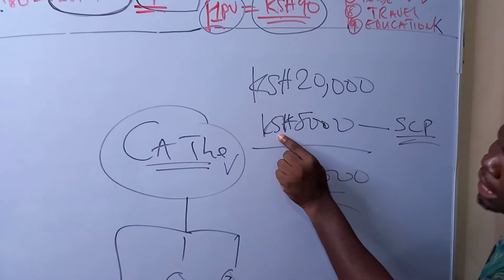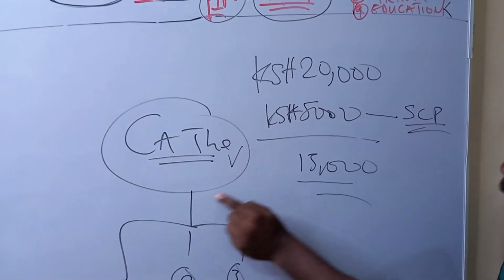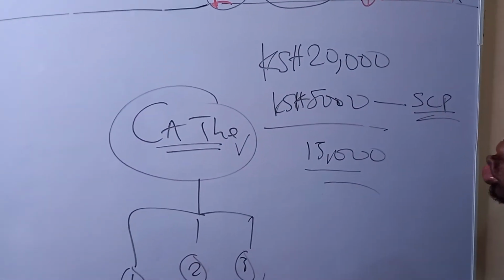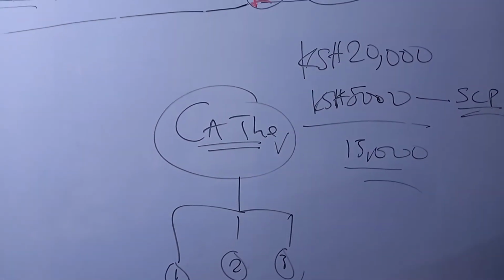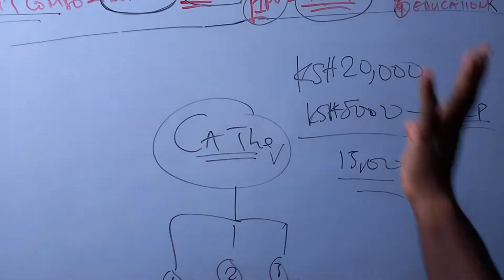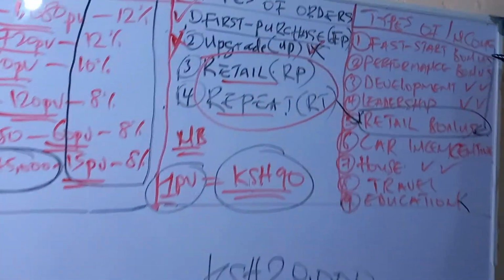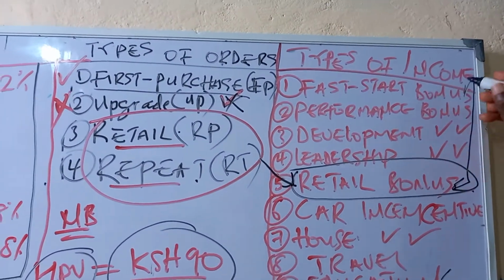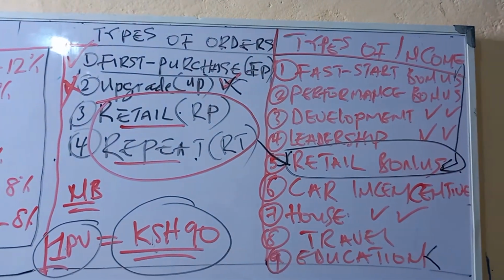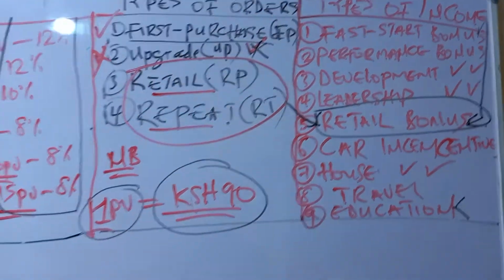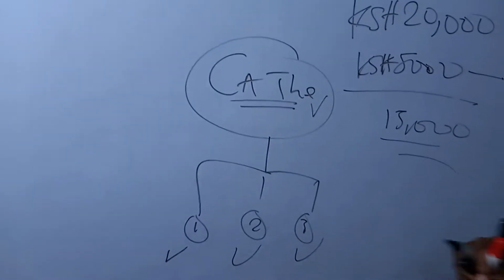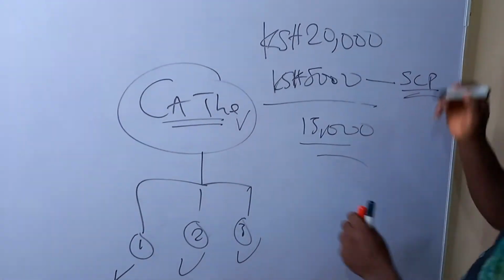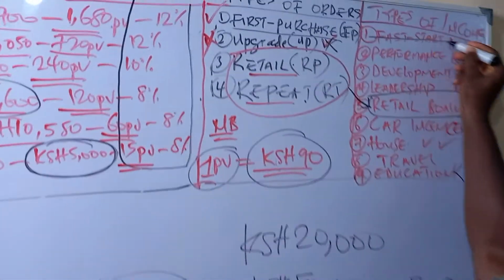That way, anytime you activate 5,000 Kenyan shillings on anybody's account, you know that the next week you're expecting a 1,000 Kenyan shilling fast start bonus, before you use the rest to purchase certain things based on what the person wants. So we've properly understood the fast start bonus.